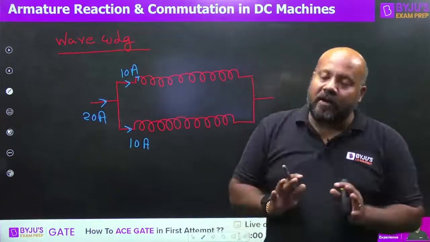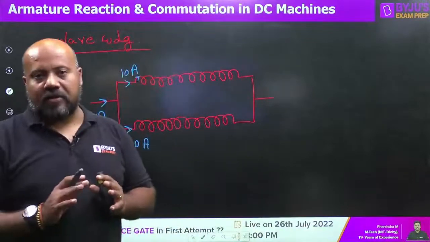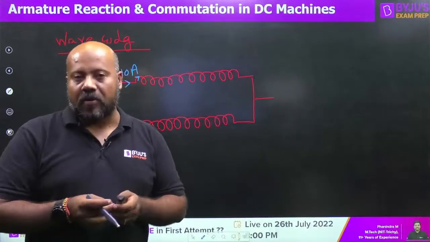Once you know the current in both the cases, you have to compare the losses. What are the losses? I square R, that is the copper losses.